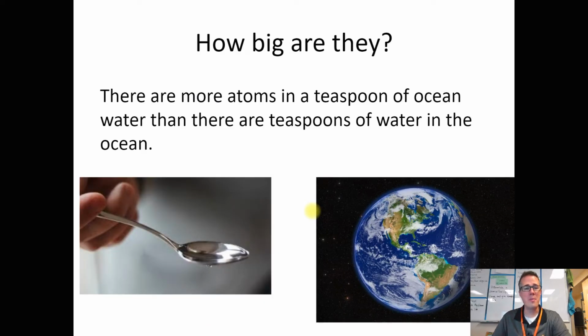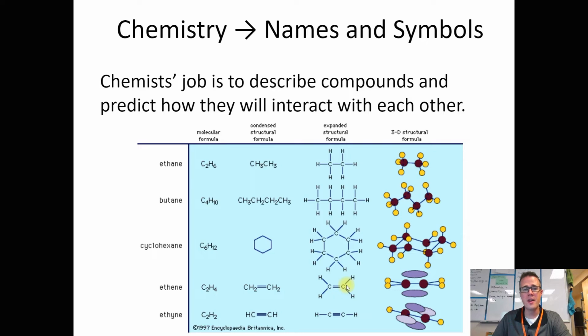To give you a sense of how big these things are, think about this. There are more atoms in a teaspoon of ocean water, so think of a little spoon with water in it, than there are teaspoons in all of the oceans on the planet. That's crazy. There are a bazillion little atoms in this little teaspoon, way more than teaspoons on the planet. So atoms are pretty tiny.